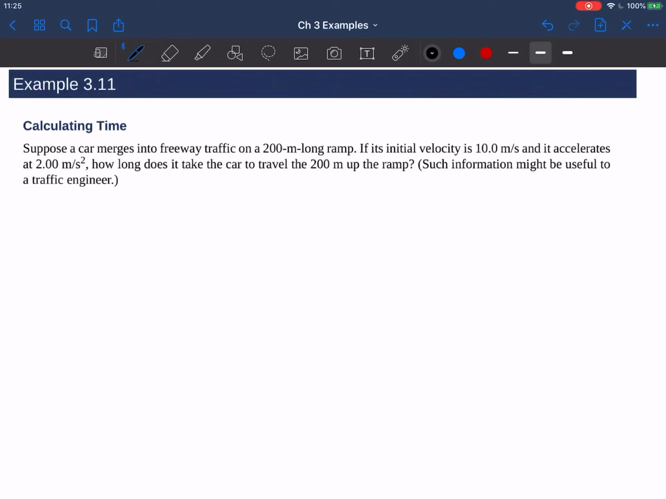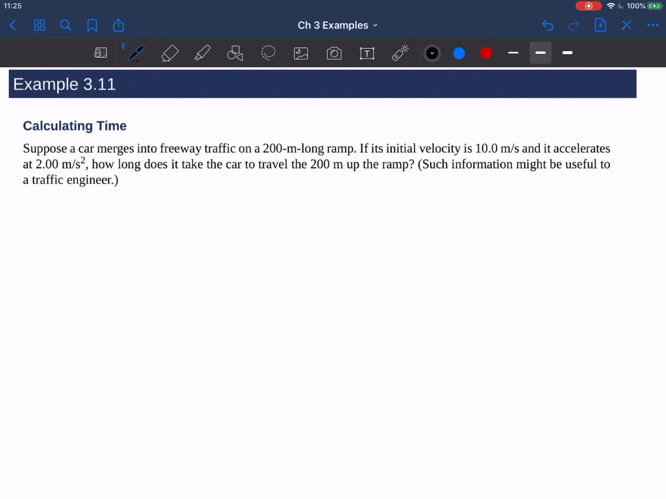Okay, so let's work on example 3.11 from the OpenStax textbook. Let's first read the problem. Suppose a car merges into the freeway on a 200-meter long ramp. If its initial velocity is 10 meters per second and it accelerates at 2 meters per second squared, how long does it take the car to travel 200 meters up the ramp?